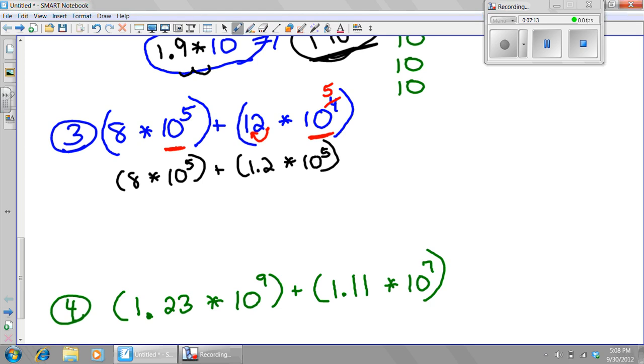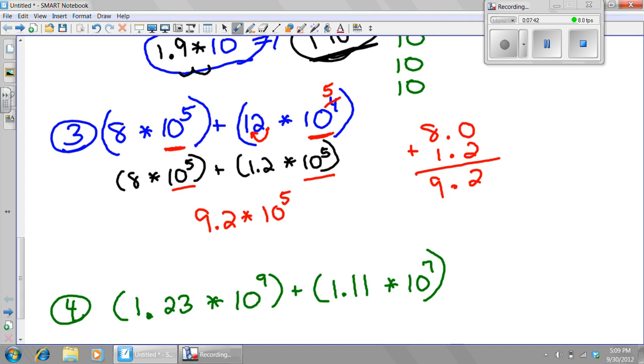And there you go. Now I've got 10 to the 5th and 10 to the 5th, and I can add them up. And if I have 8 wholes and 1.2, I must have 9.2. Smart thing to do might be to line them up according to the decimal point. Add vertically, just like that. What am I counting? I'm counting 10 to the 5th, so my answer must be 9.2 times 10 to the 5th.